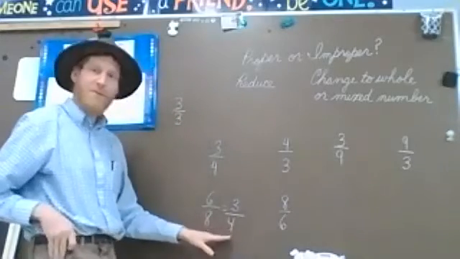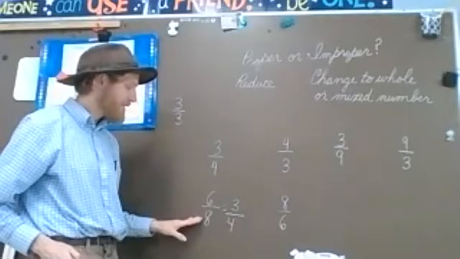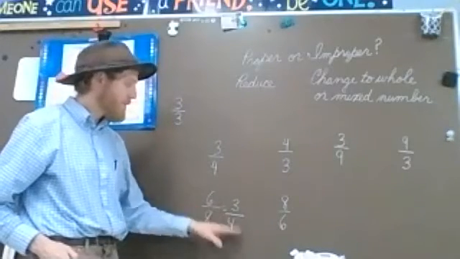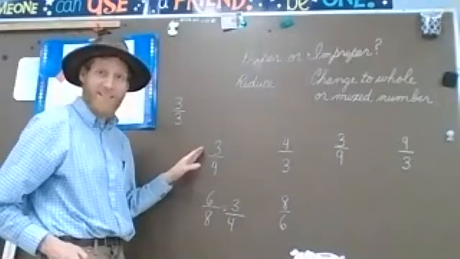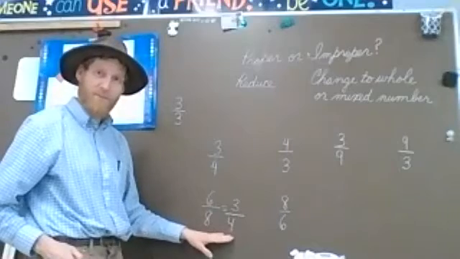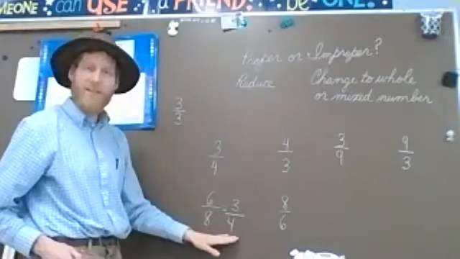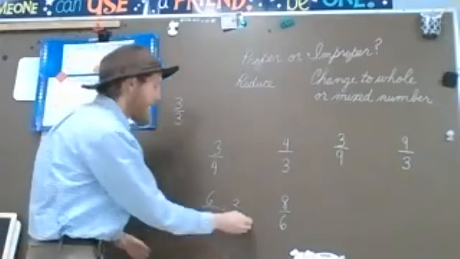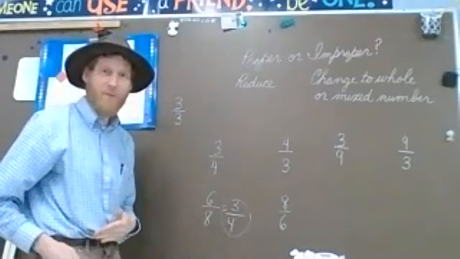Now I've reduced my problem. See, 6/8. The reduced problem is 3/4. And we looked at 3/4 before and said it was already reduced, right? And it is reduced. So if it is proper, reduce it. Make sure it's reduced. Now our problem's done. And we could go on to the next one.